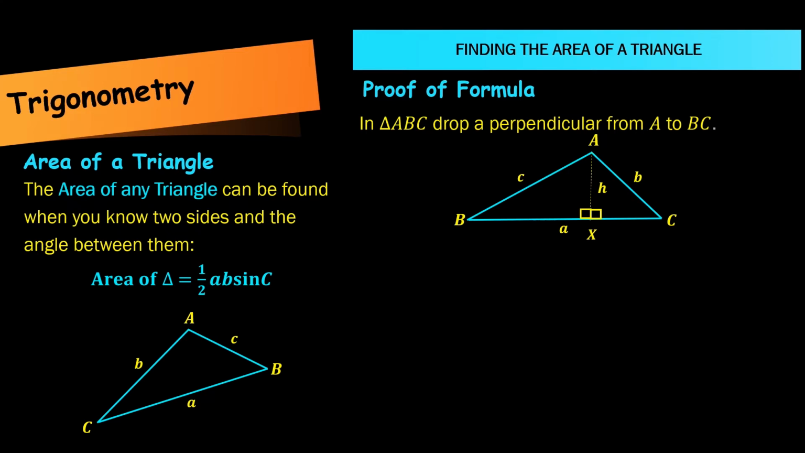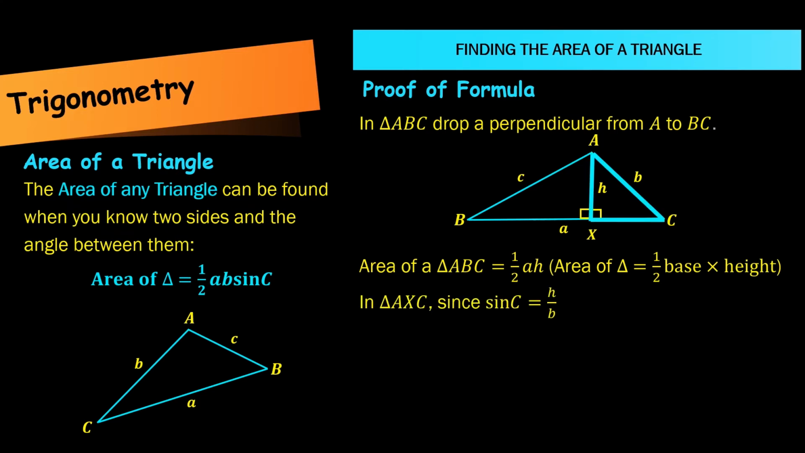We know from previous knowledge that the area of a triangle is half base times the perpendicular height. So in our triangle ABC, this equals half a times h. Now in triangle AXC, sine C is equal to h over b. This is from the formula sine theta equals opposite over hypotenuse, where sine theta equals sine C, h is the opposite, and b is the hypotenuse.